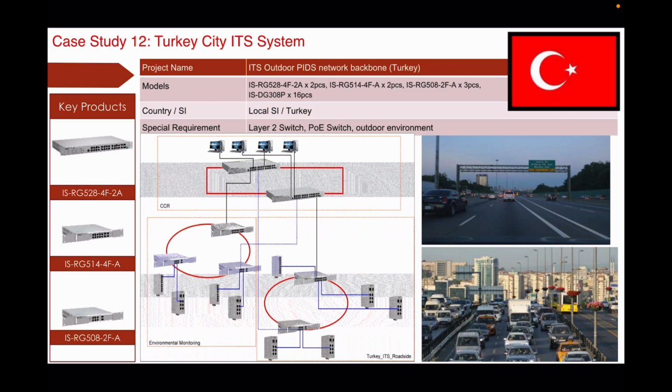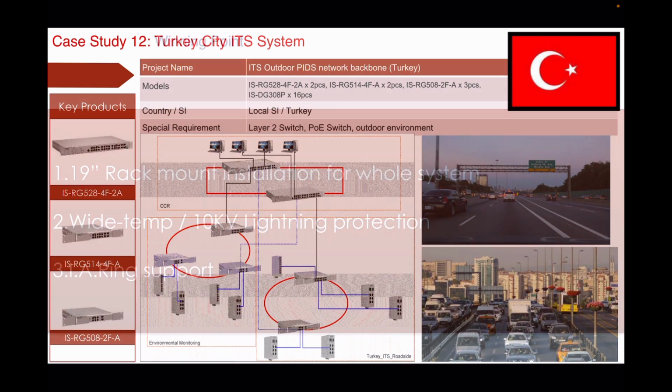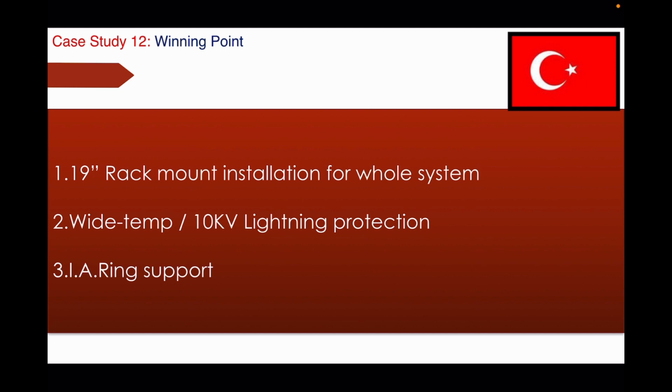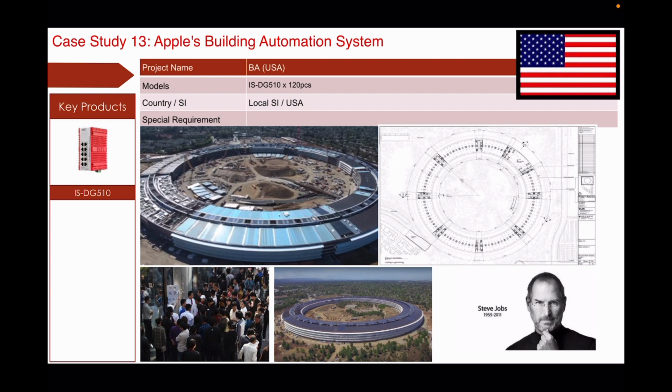Case study 12. Turkey City ITS system. Special requirement: Layer 2 switch, PoE switch, outdoor environment. Key products: IS-RG528-4F-2A, IS-RG514-4F-A, IS-RG508-2F-A. Winning points: 1. 19 inches rack mount installation for whole system. 2. Wide temp, 10 kV lightning protection. 3. IA ring support.